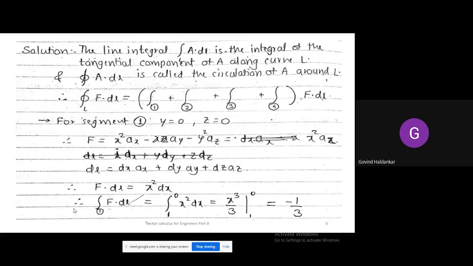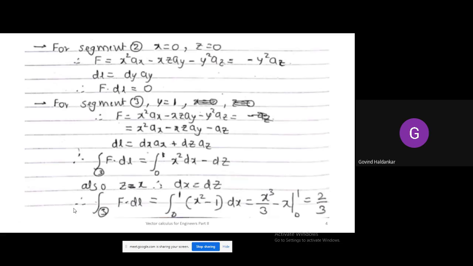dl we have already defined. dl is equal to dx ax, dy ay and dz az. So when you find the dot product f dot dl, you will get only x square dx. And once you integrate, you will get minus 1 by 3. So this is along the segment 1. Similarly, here we solve for segment 2, where x is equal to 0, z is equal to 0. You can check the diagram. Function is written, so you will get only minus y square az. dl is equal to dy ay, and f dot dl you will get 0.